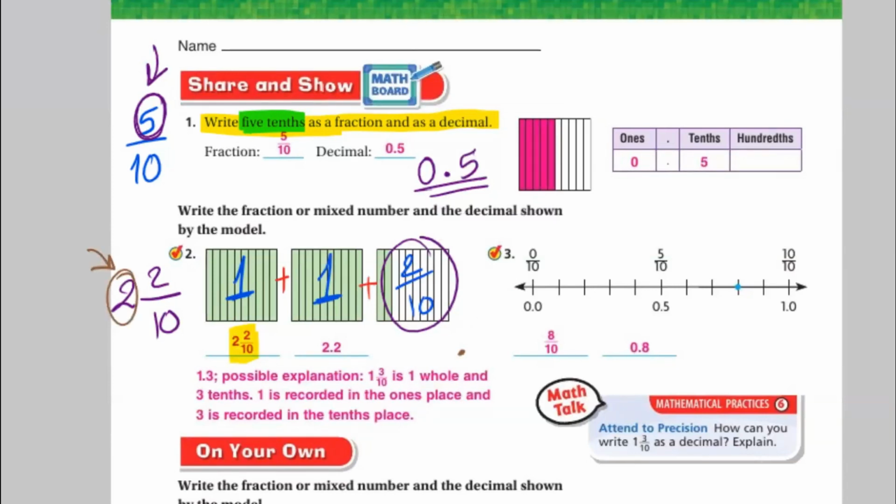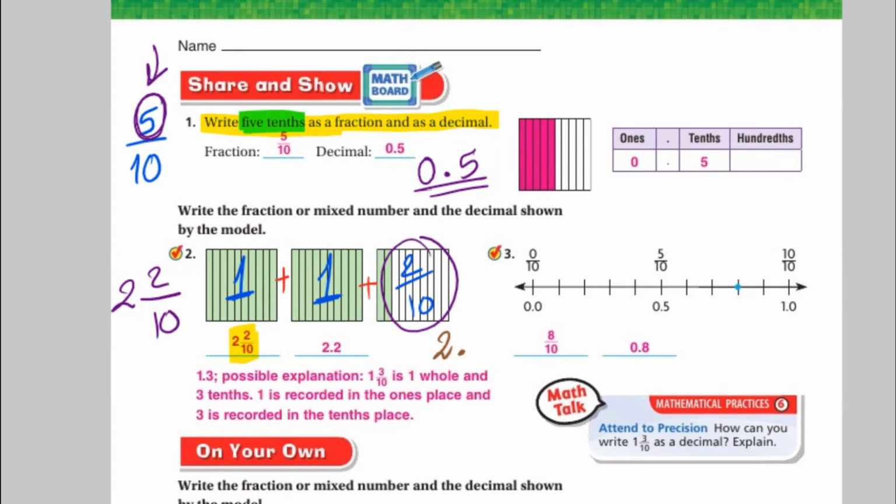What's the whole number here, Sulaiman? Two. So we're gonna write 2 here. No, I'm asking about just the whole number. What is the whole number? Two. So we're gonna write 2 before the decimal point, to the left of the decimal point. Okay?